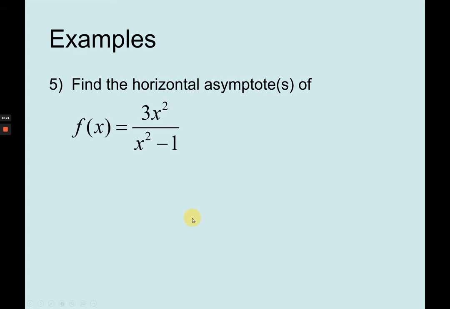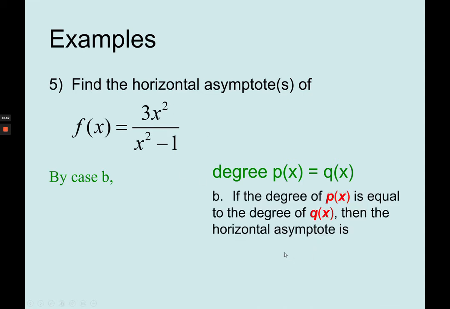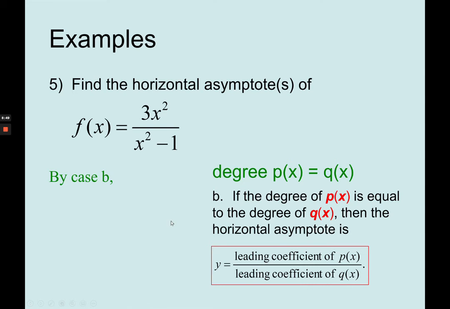Let's have your first example. Find the horizontal asymptote of the function 3x squared all over x squared minus 1. Now, based on the cases, it belongs to case B. Case B is saying the degree is equal on both numerator and denominator. Therefore, if the degree is equal, then we follow the division rule. The leading coefficient on the numerator is 3. The leading coefficient on the denominator is 1. Therefore, the horizontal asymptote is found by equating y is equal to 3 over 1, or just 3.